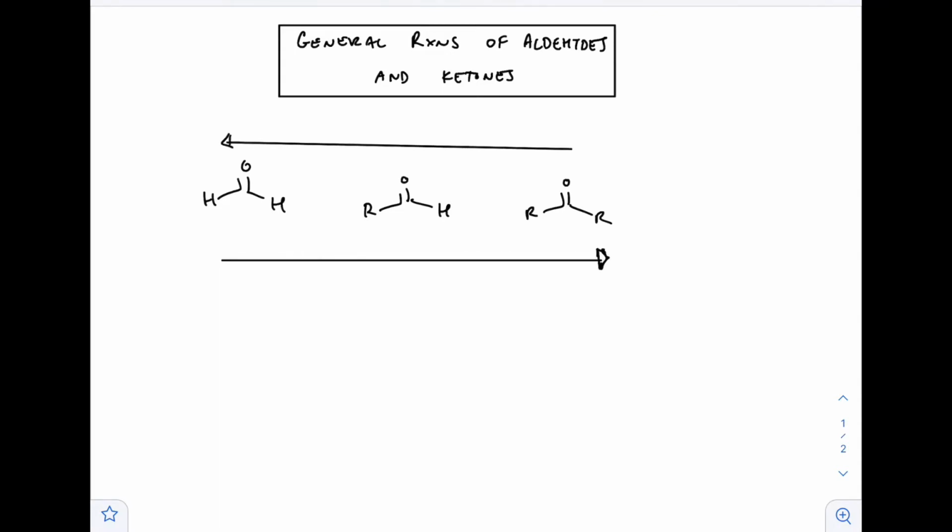So basically, we have formaldehyde on the left, we have an aldehyde with an R group, and then we have a ketone. So as we go from left to right, we have an increase in steric hindrance due to those R groups, right? And what that means in terms of reactivity is that as we go from right to left, we have increased reactivity with a nucleophile. And that's just because less steric hindrance means easier access, right?